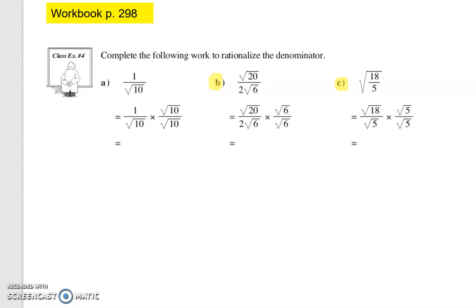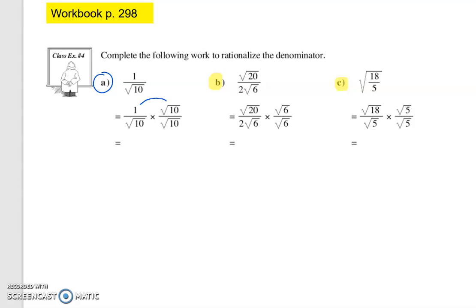All right, let's take a look at some examples with rationalizing the denominator. So this is page 298, example number 4. If I take a look at the first one, it's 1 over root 10. It's a denominator that I want to rationalize, so I'm going to multiply both numerator and denominator by root 10.